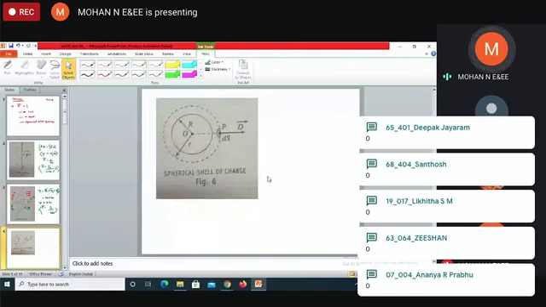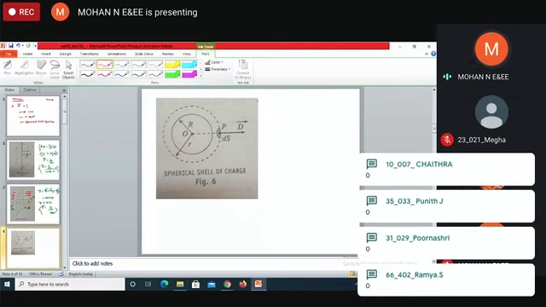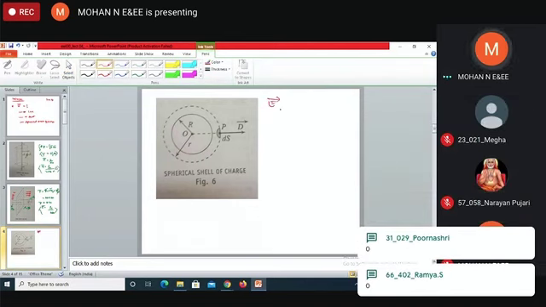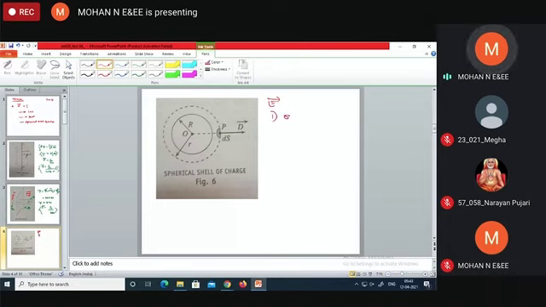The next concept we have derived is obtaining field intensity due to a spherical shell of charge. What do we have to find out here? We have to find E at three different points. The first point is on the shell, the second point is inside the shell, and the third point is outside the shell. These are the three points where you have to find the electric field intensity.